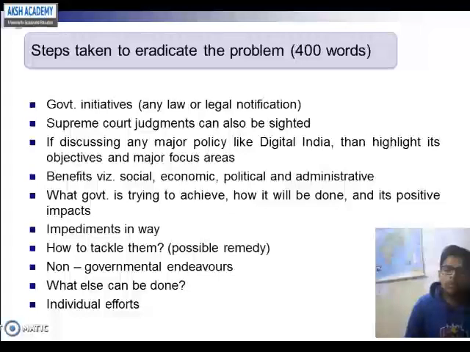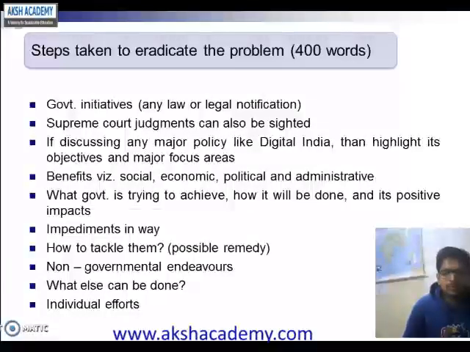If you are going with this policy, then what are the hurdles which will make your way more rough towards the problem? And after that, try to give the solution to those problems. If possible, how to tackle those problems? What are the solutions to those problems? And if possible, try to give some non-governmental solutions also.